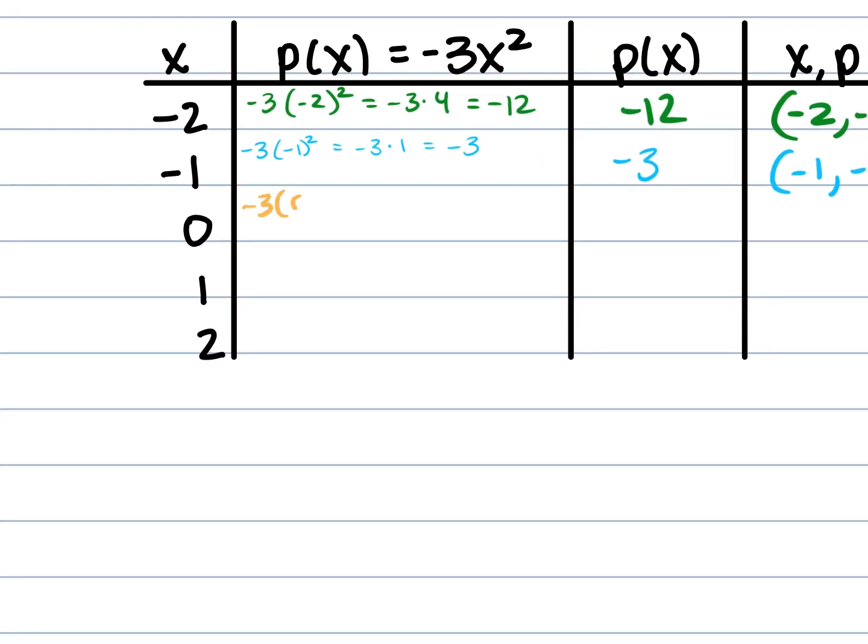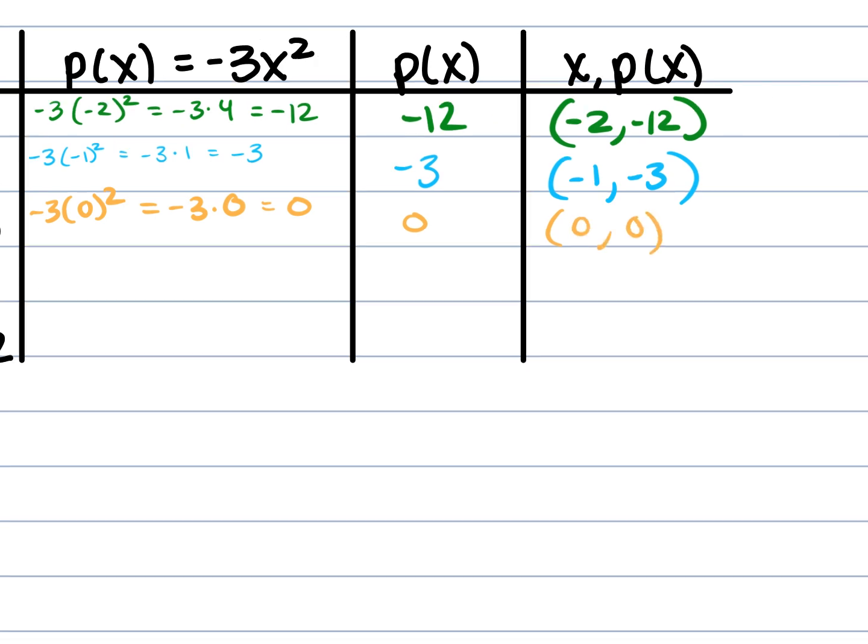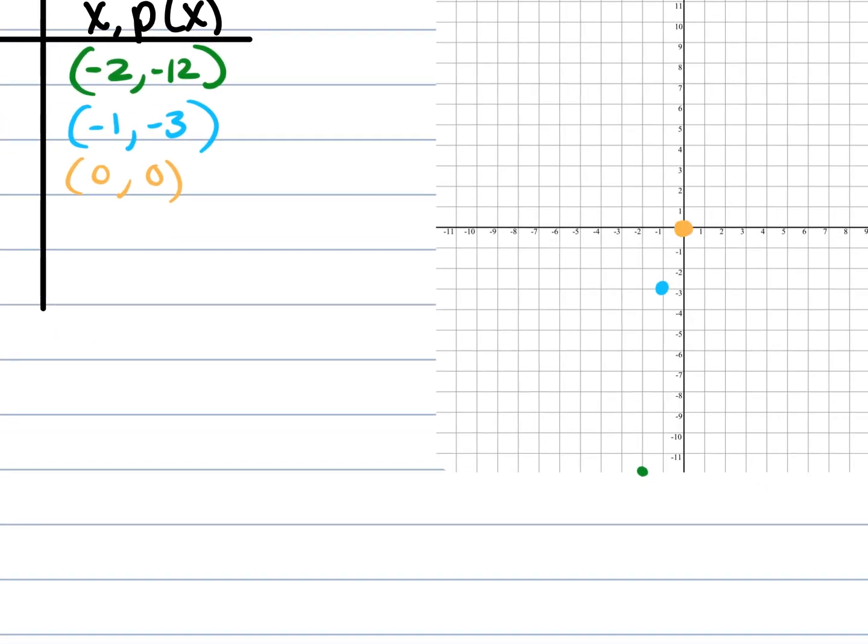Next, we have negative 3 times 0 squared. What's 0 squared? 0. And negative 3 times 0? 0. So what would our point here be? 0, 0. So let's put that on our graph. Got a point at 0, 0.